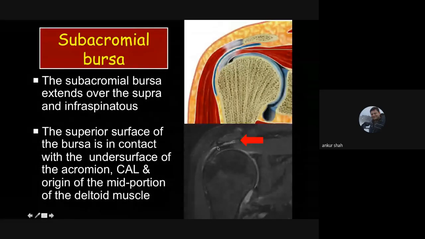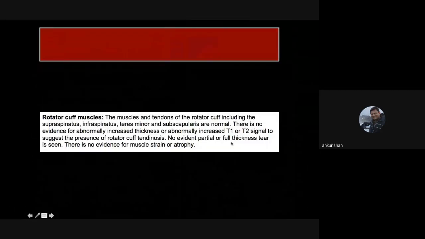Then look for the subacromial bursa, which is this space. There may be minimal fluid collection, which is normally present in the subacromial bursa, just like minimal joint fluid, which is normal. But when there is more fluid collection in this region or there is synovial thickening, that is important, and you should look carefully for that, because that can be one cause of the patient's pain, which is subacromial bursitis.